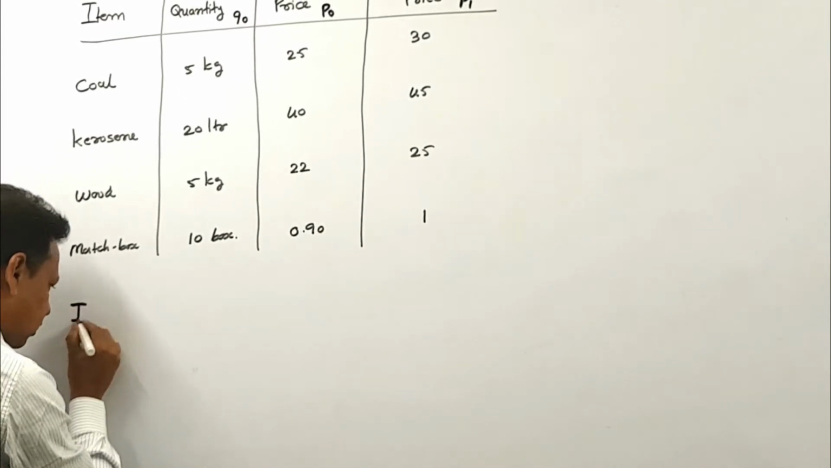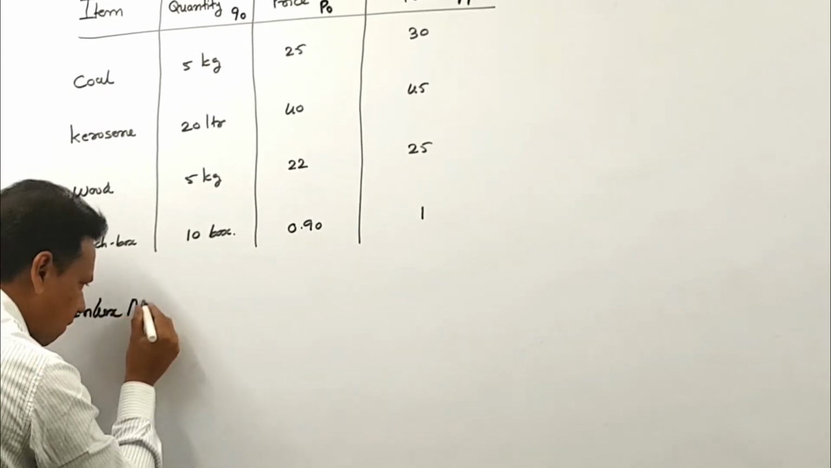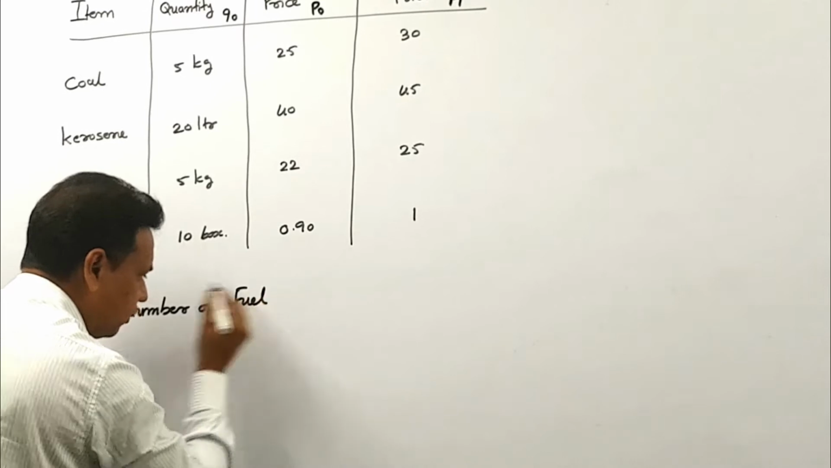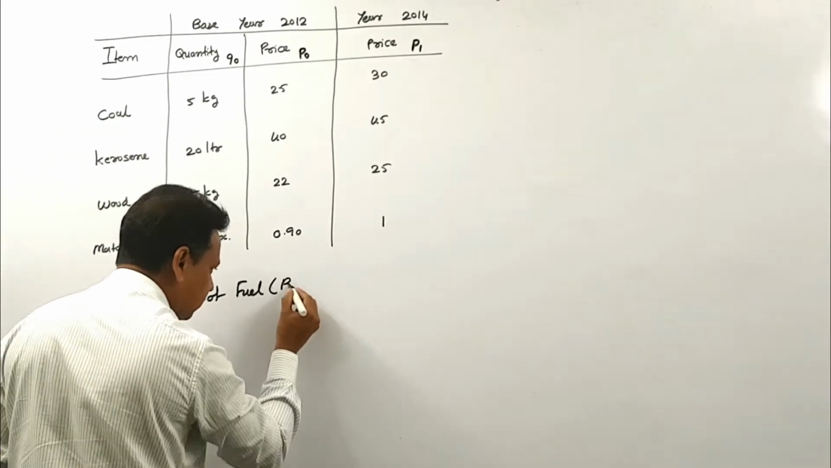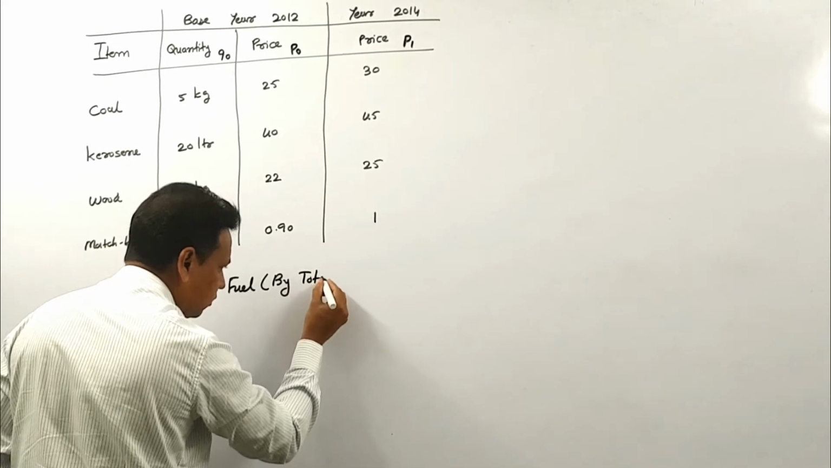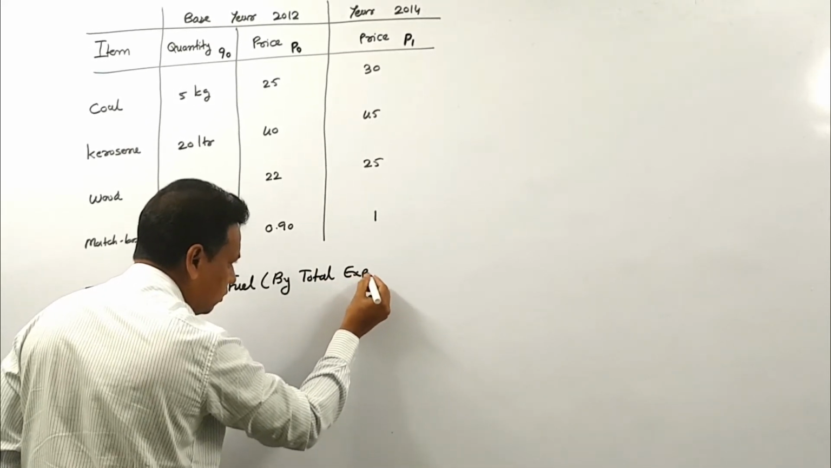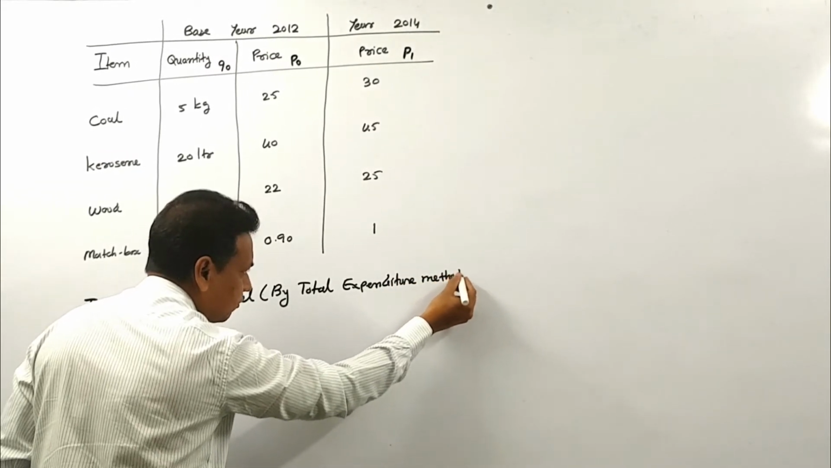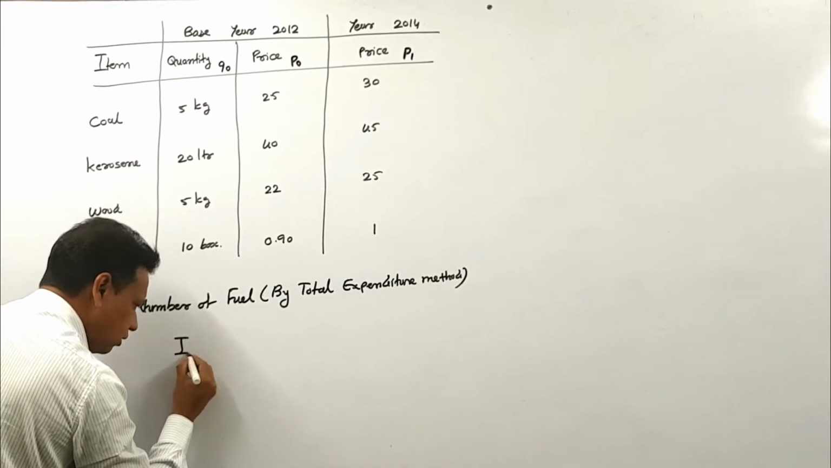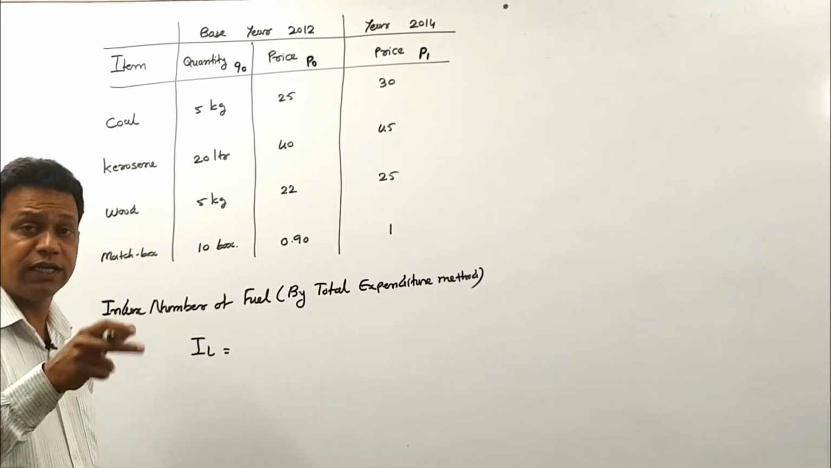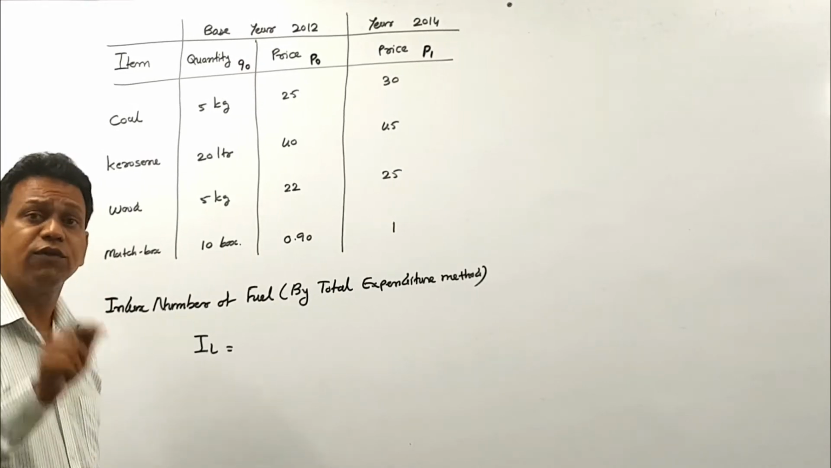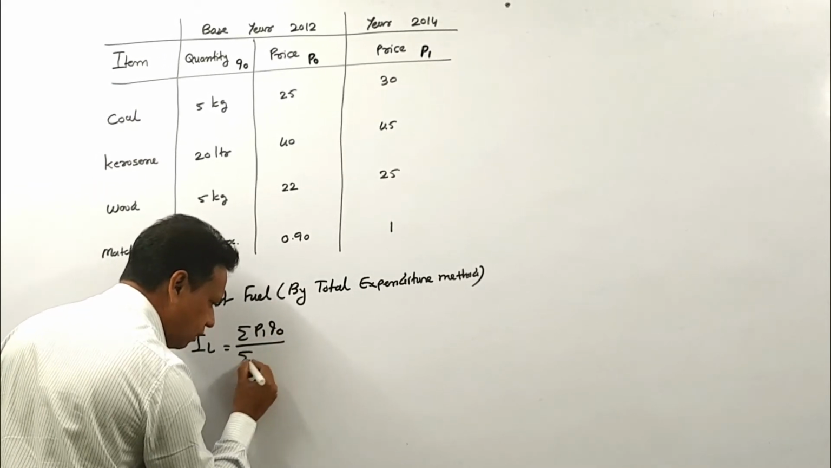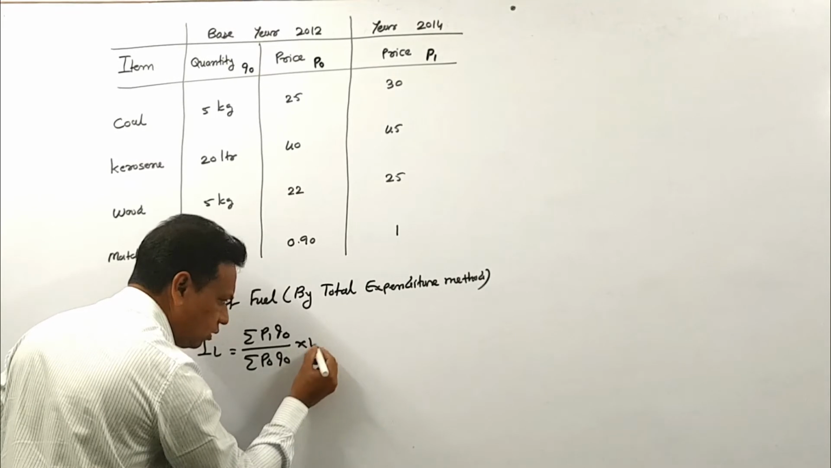So I would like to mention over here: index number of fuel by total expenditure method. And the total expenditure method itself is the Laspeyres method. Why are we going to use Laspeyres? Because the quantity of the base year is available. So we have the formula: sum of P1 Q0 divided by sum of P0 Q0, into 100.